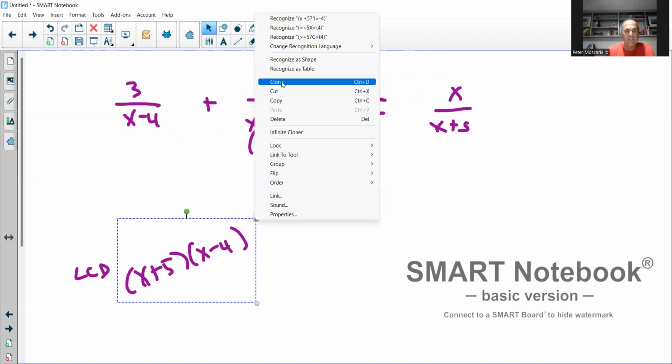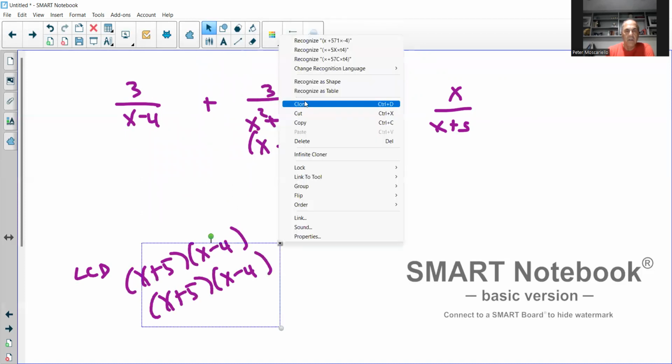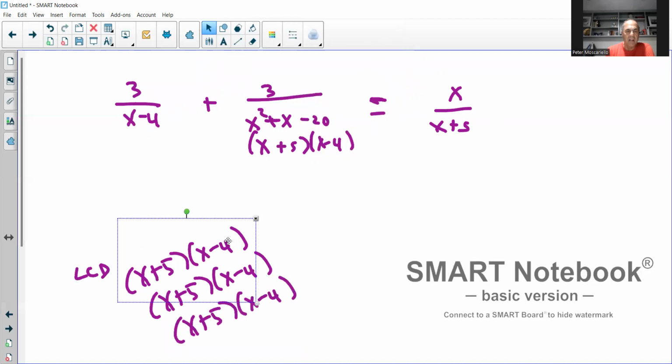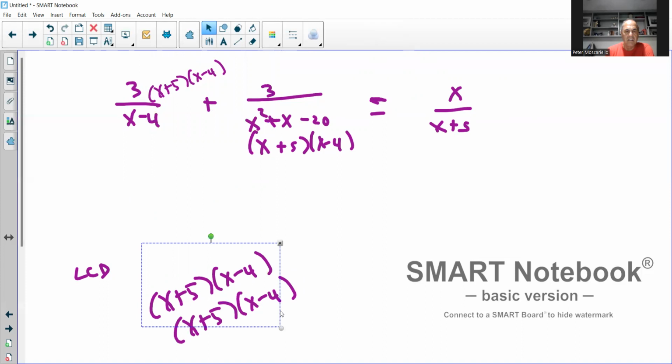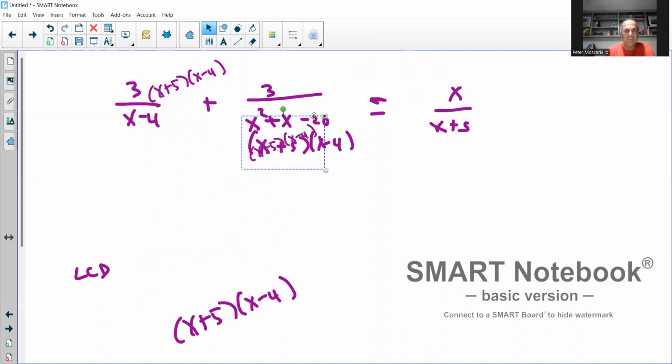Clone, clone. All right, so I'm going to multiply by that LCD there, shrink it. I don't know why more teachers don't use a smartboard. It's just the best tool.